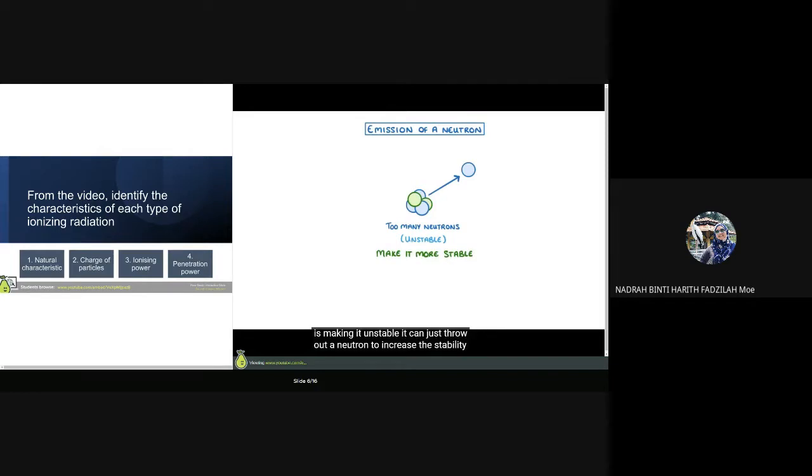The last type of radiation we need to look at is the emission of a neutron, and there really isn't much to know. If a nucleus contains too many neutrons, which is making it unstable, it can just throw out a neutron to increase its stability.